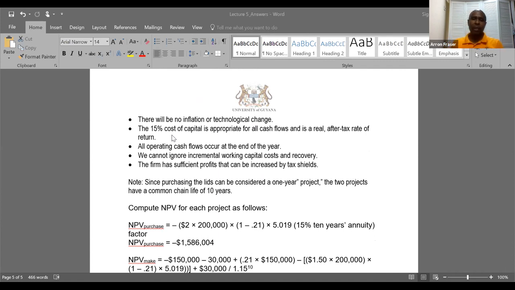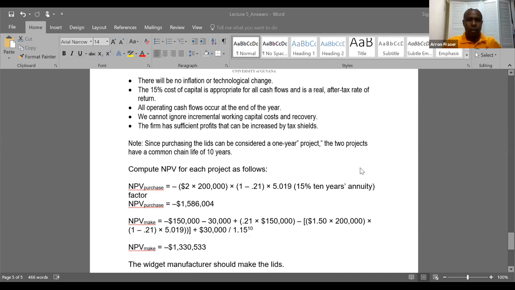We cannot ignore incremental working capital and recovery, because when you inject the working capital at whatever period, at the end of the period when you recover it, you also have to treat it as an inflow. So when you inject the working capital, it goes in as an outflow. You discount it at the appropriate discount rate. And at the end of the period when you get it back, you treat it as an inflow and discount it. In this question, you recover it in year 10, so you'll discount that inflow at the year 10 discount factor. And then you say that the firm has sufficient profits that can be increased by the tax shield.